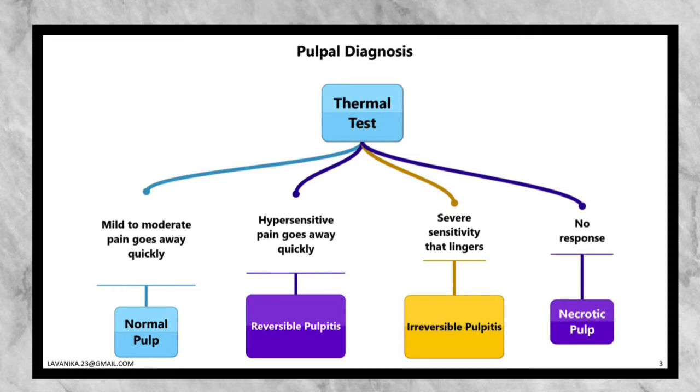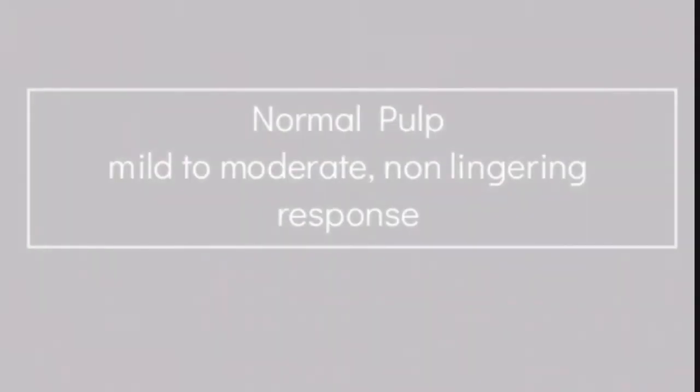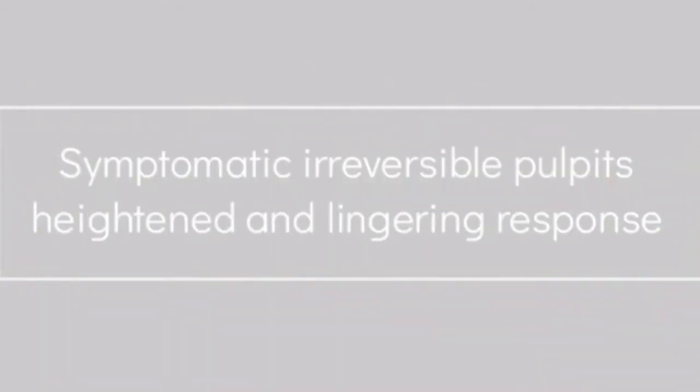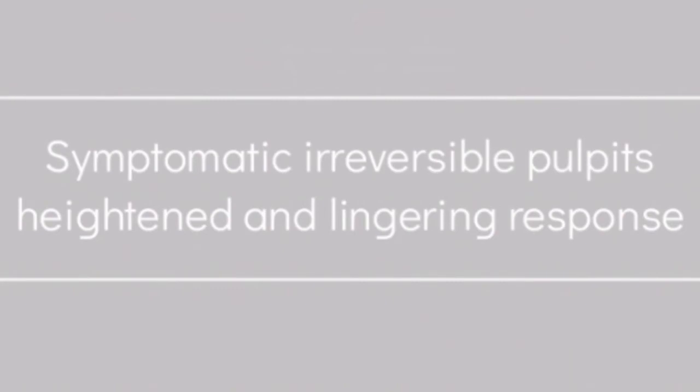Now, in regards to the thermal testing, usually with the cold test, a normal pulp would have a normal response, which is non-lingering. A reversible pulpitis would have a heightened response which is non-lingering. Symptomatic irreversible pulpitis has a heightened response which is lingering, and that's the key feature for symptomatic irreversible pulpitis. Asymptomatic irreversible pulpitis is a bit funny. It would have a normal, non-lingering response, similar to the normal pulp, and pulpal necrosis would have no response at all.